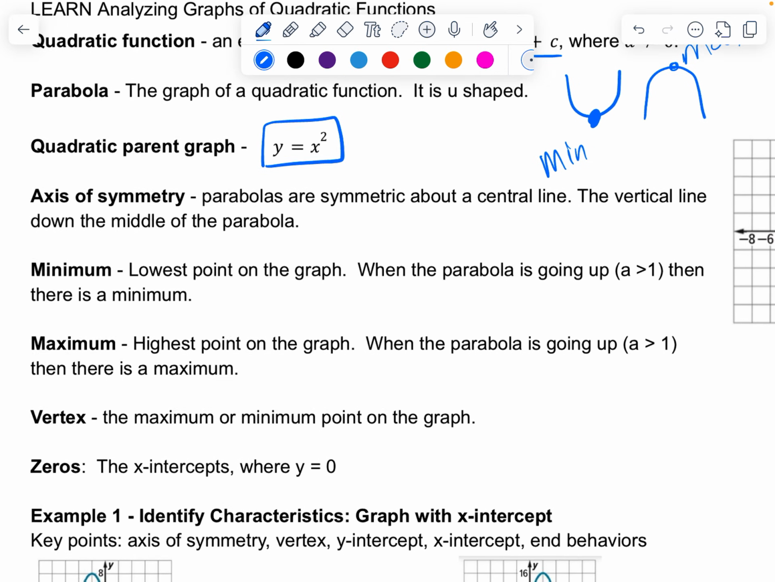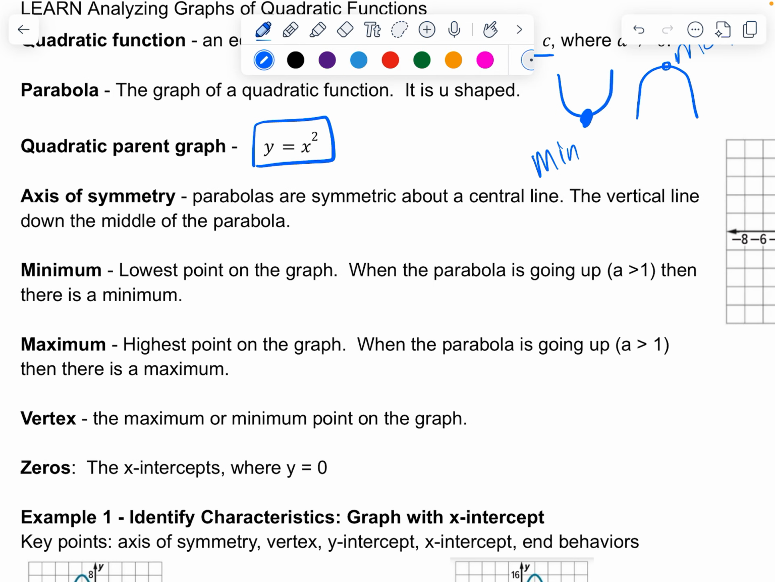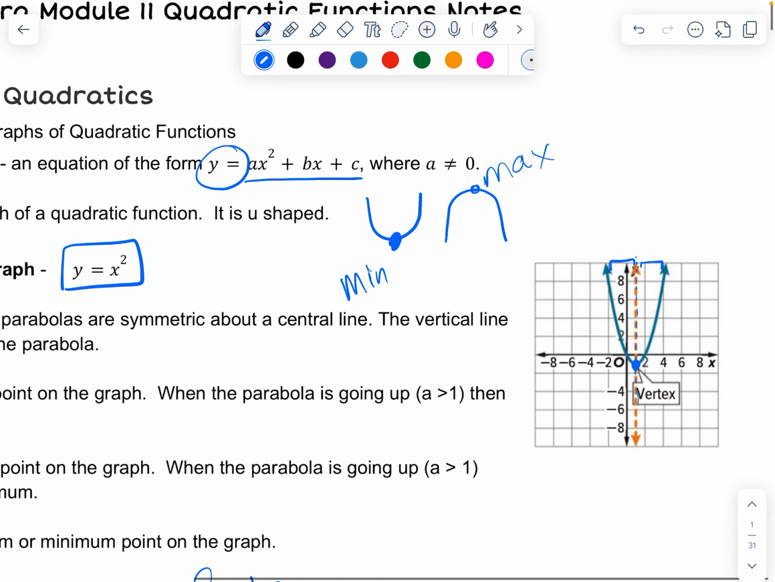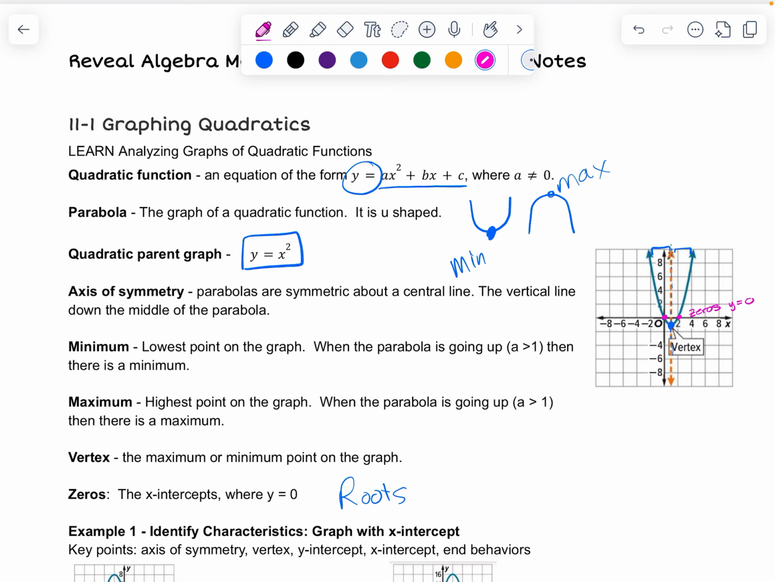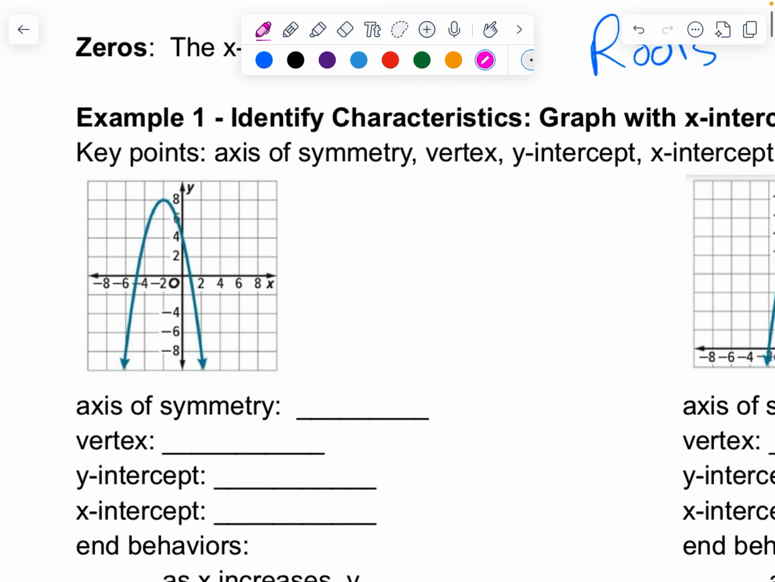The zeros are the x-intercepts. They're also sometimes called roots. And it's when y is equal to 0. So this point, I should do it in a different color. This point right here and this point right there, those are the zeros. It's where y is equal to 0. Okay, so we're going to look at this.